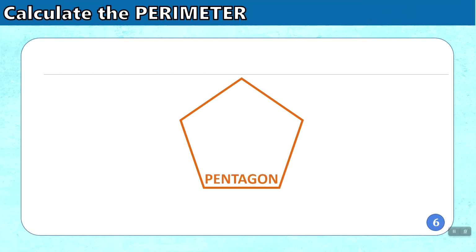Now shape number 6. What shape does this look like? We know this is a pentagon. 1, 2, 3, 4, 5 sides is a pentagon. But what kind of pentagon is it? It's a regular pentagon. What does that mean? That means that every side is the same length.